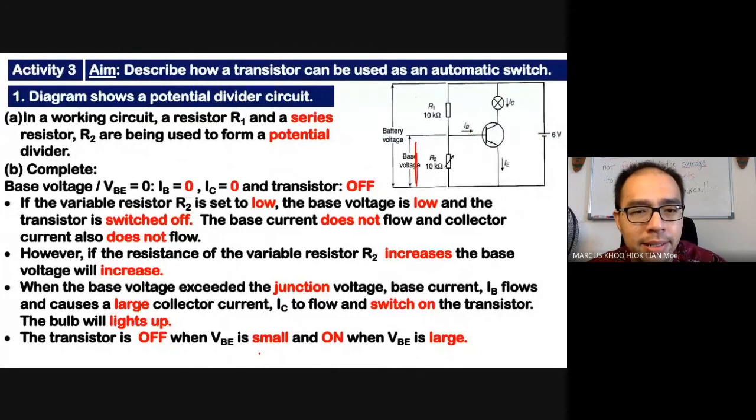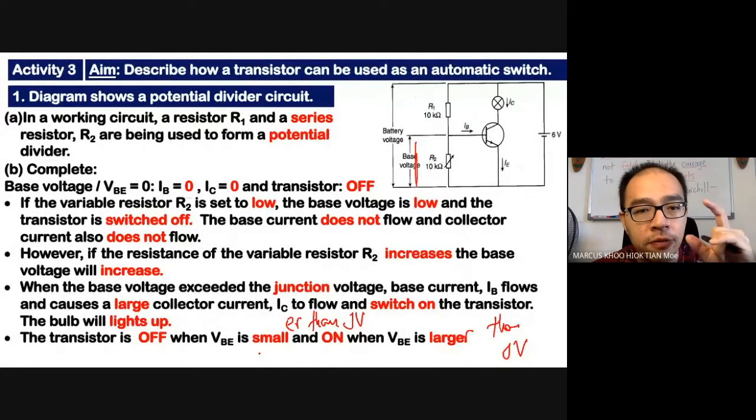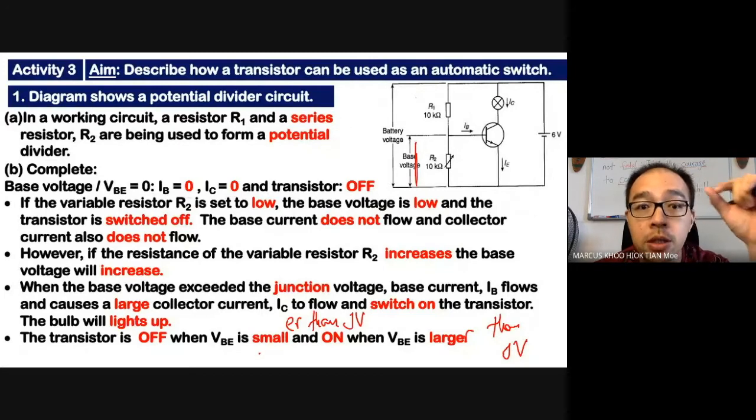But I want you to add this lah, okay? Small is a very relative word. So we need to put smaller than the junction voltage. And on when the VBE is larger than the junction voltage. Okay, dia mesti melebihi junction voltage, baru dia boleh on. Okay, but generally, we understand that if the voltage is too small, then the transistor will switch off lah. If the voltage is big, then the transistor will switch on.